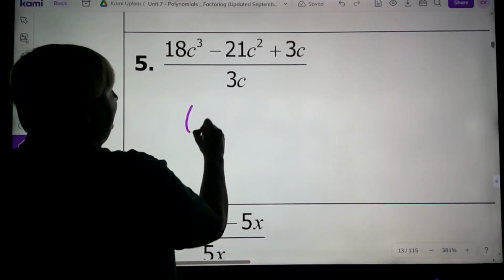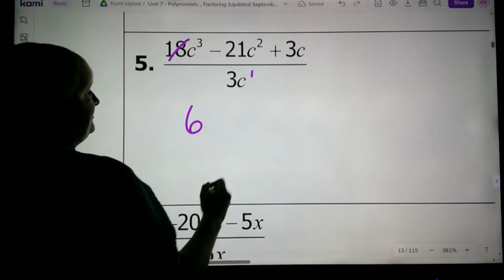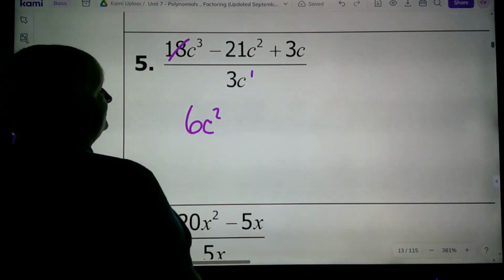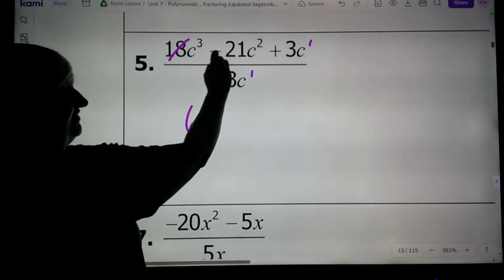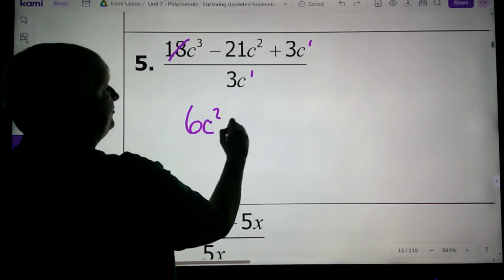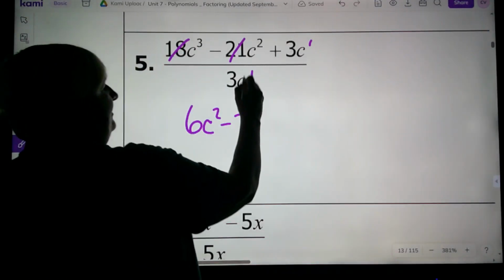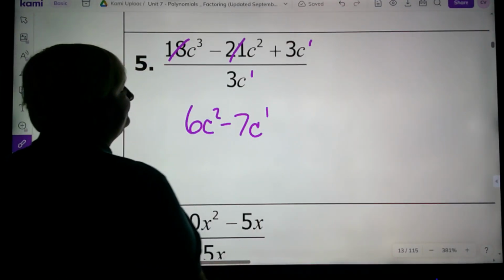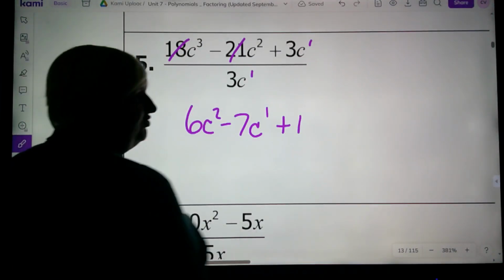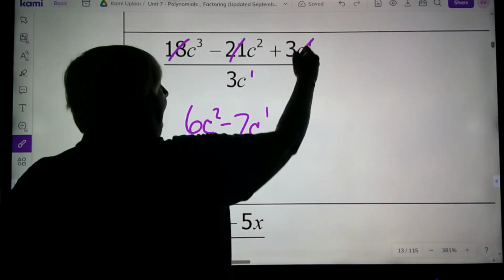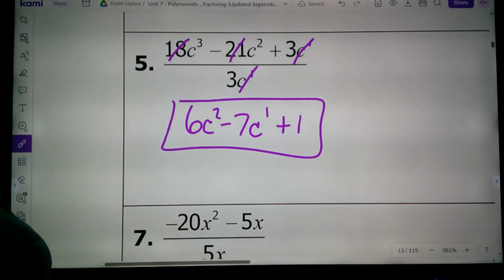18 divided by 3. C to the third divided by C to the first is C to the second. Negative 21 divided by 3. C to the second divided by C to the first. 3 divided by 3, any number over itself is 1, and these cancel. That's as far as you can go right there.